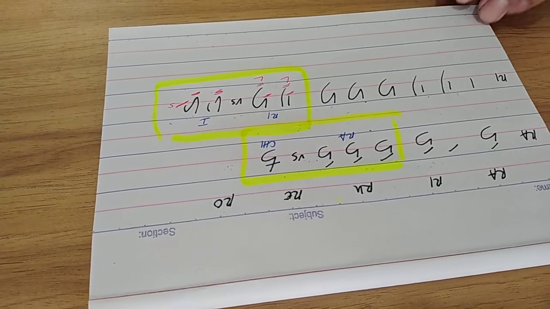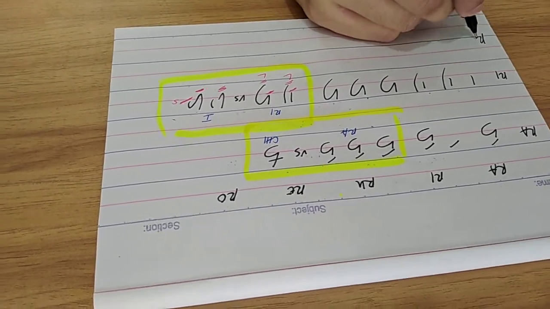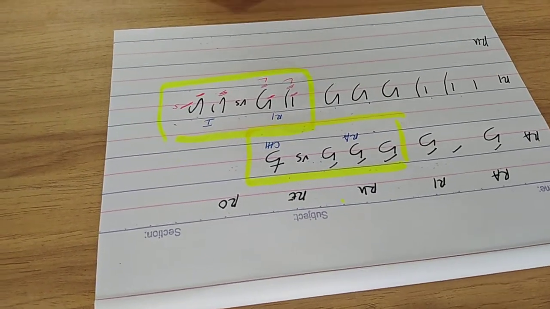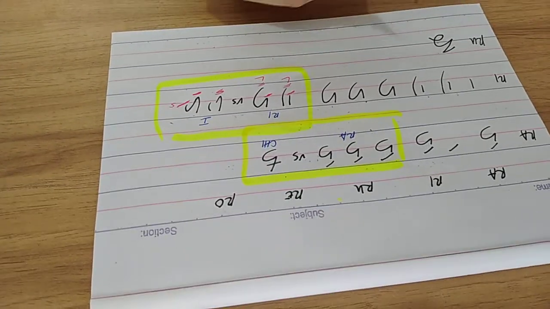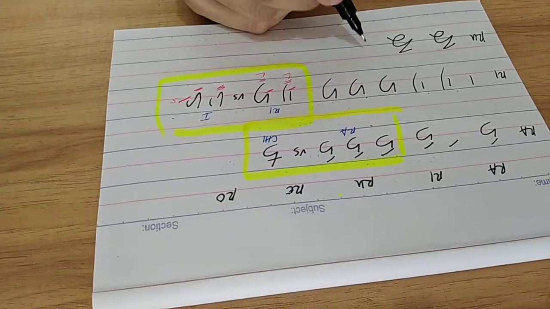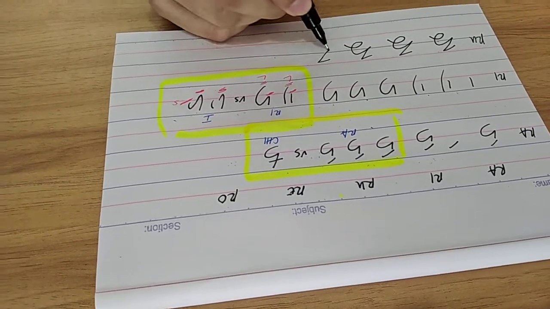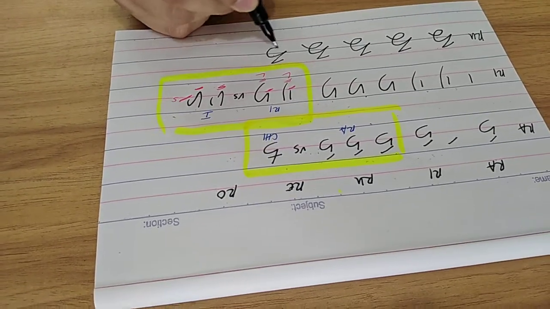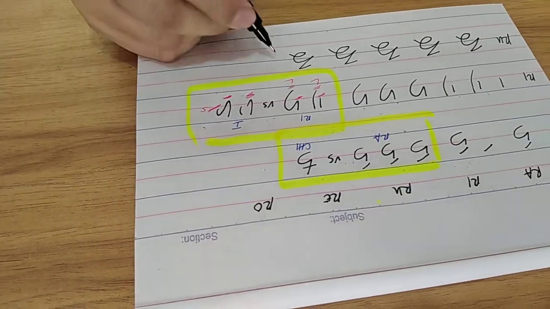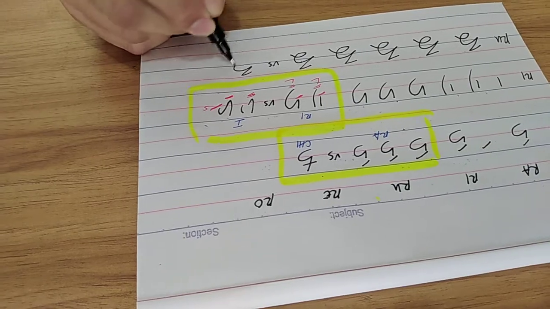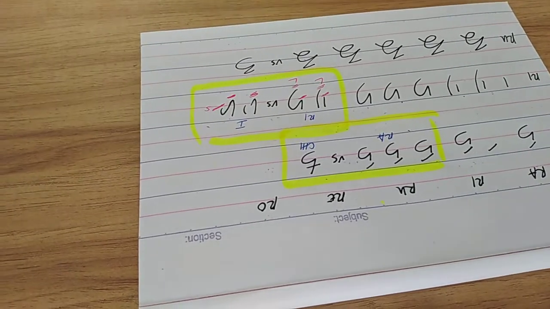Now, let's go with ru. Ru is easy. So, para siyang number 3. So, one stroke. Okay? One. Para siyang number 3 or letter Z. So, okay? So, not to be confused with ro. Ro is literally 3. Okay?